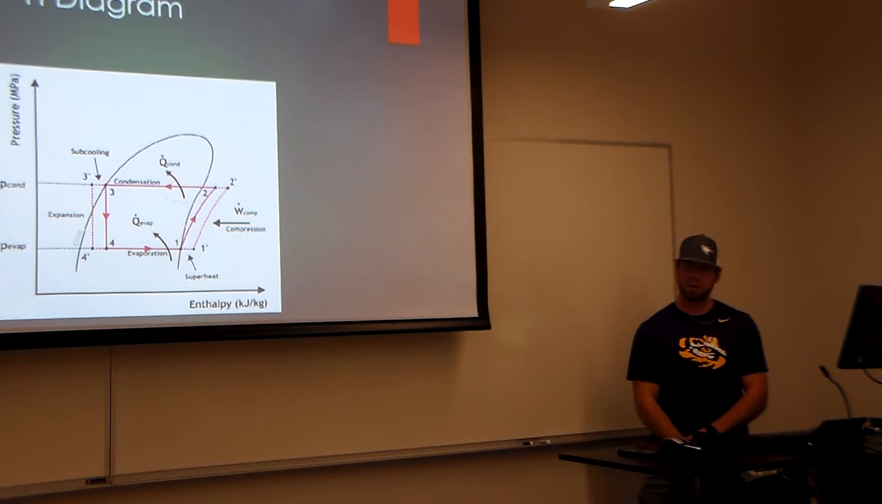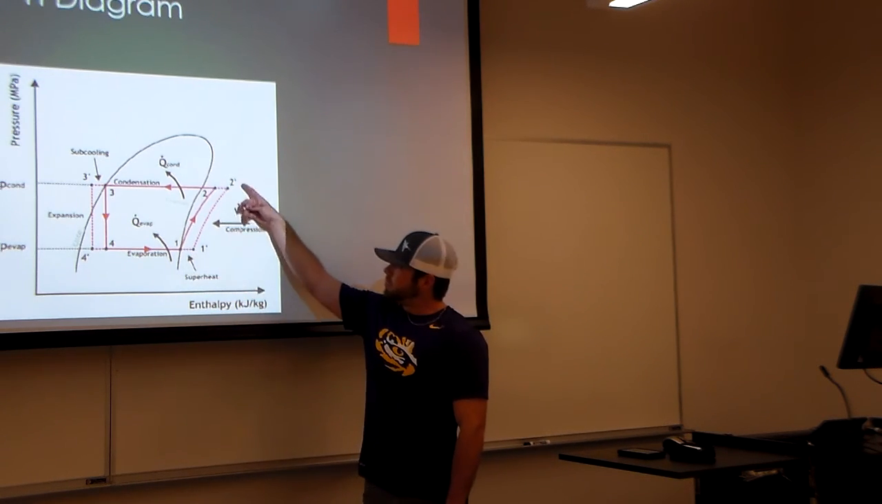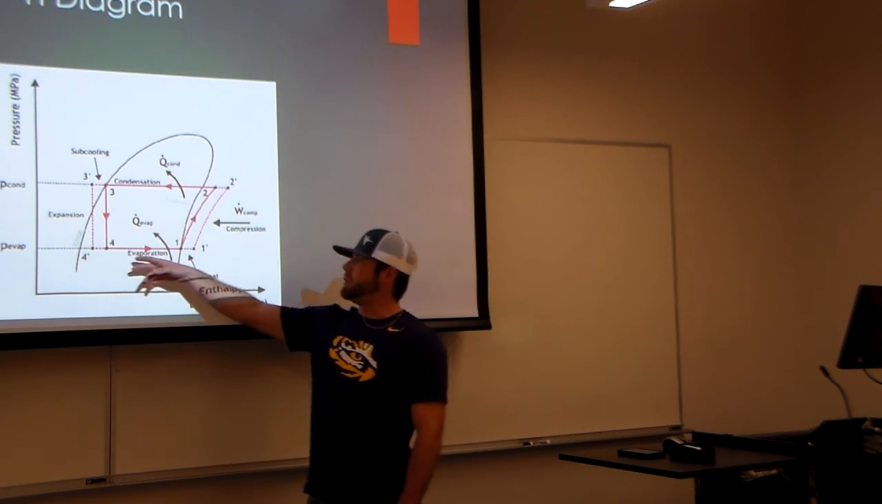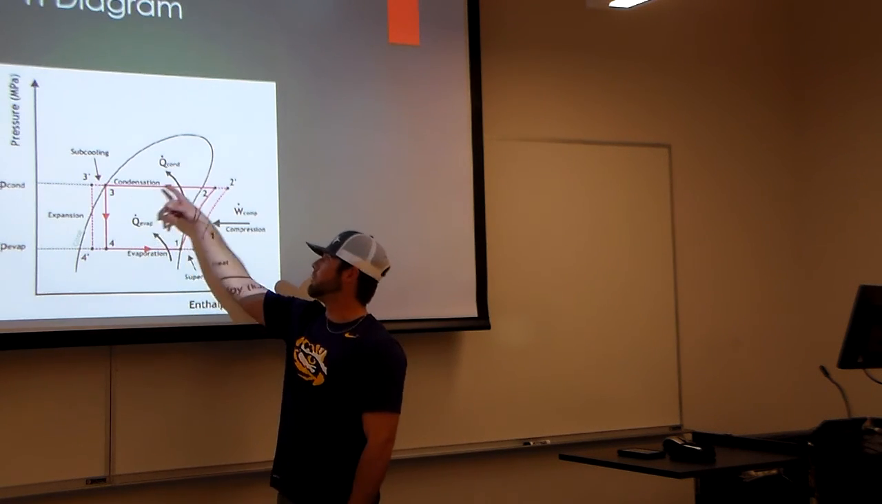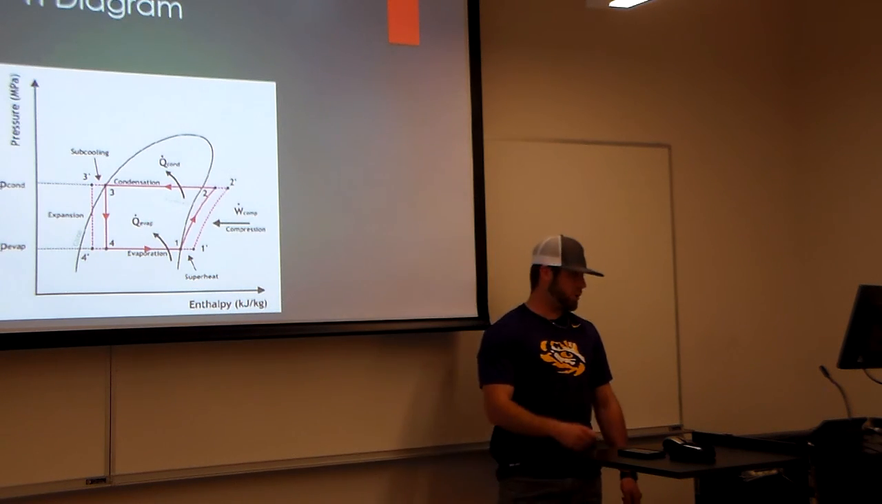And here is an example of a PH diagram. So in the PH diagram, you can see this is your ideal cycle going here, but in reality, it's actually going to work like this. And that's all I have. Do you have any questions?